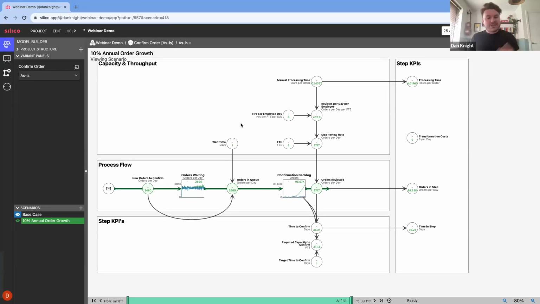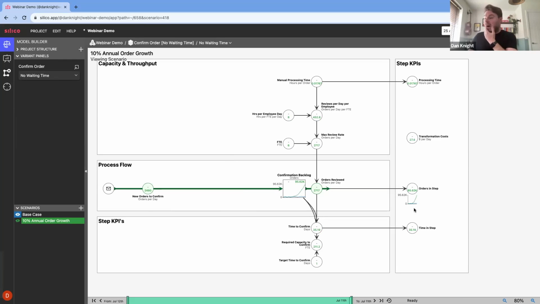The first thing, say a transformation team are coming in, and they're going to say, let's have a look. We've reviewed this step and we don't understand why there's a wait time here. So they want to simulate what would happen if we just remove this wait time. How is that going to affect the rest of the process? So we can select our confirm order here, and we can see we have one set up already with no waiting time. So we're going to select that, and now you can see the wait time has disappeared.